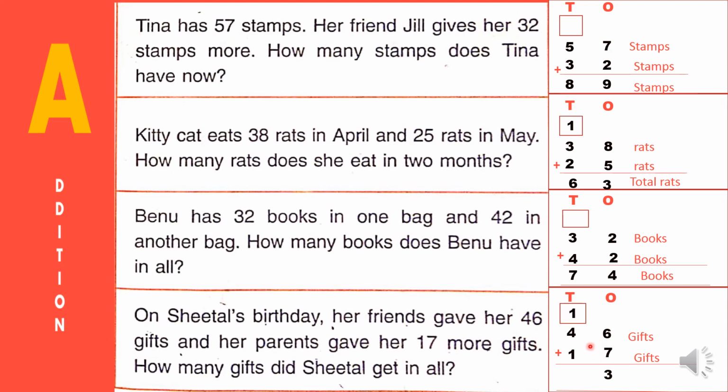Okay. So now we have to add the tens column. First we have to add these two numbers. Which number is the bigger number? 4. So you should keep 4 in your mind, 1 is in your hand. 4 after 5. Okay, 5. Open one finger, children. 5 after 6. Okay, 63 gifts. Now Sheetal got a total of 63 gifts. Okay, this is the answer.